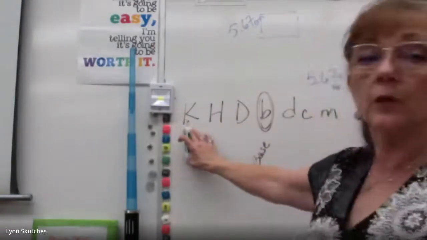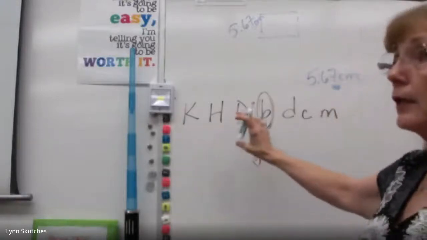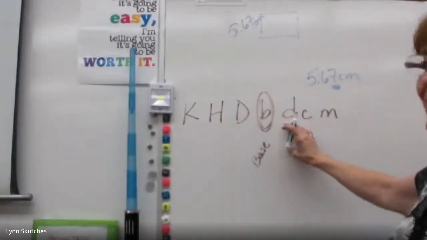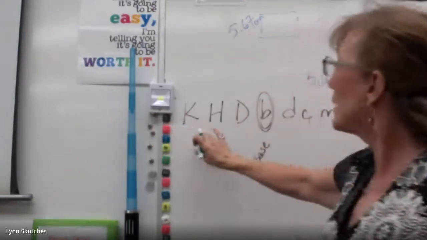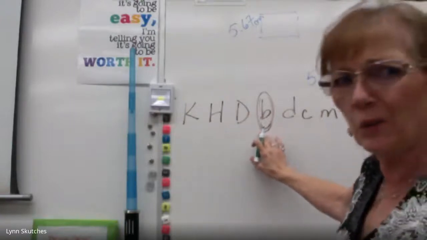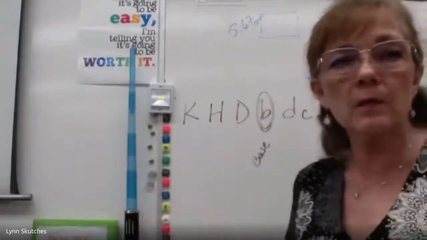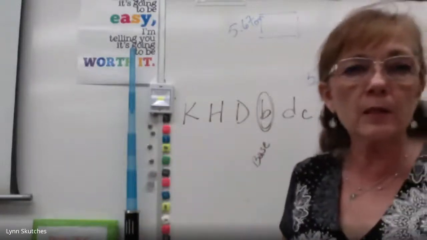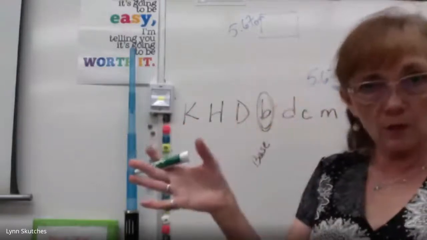Of course, K is really for kilo, H is for hecto, D is for deca, the base unit, deci, centi, milli. King Henry drinks buttermilk, ew, during cold mornings. It makes no sense. It doesn't matter if it makes any sense. It's just a way to help you get the prefixes in the right order.